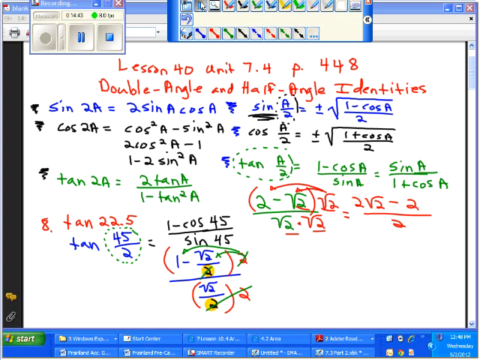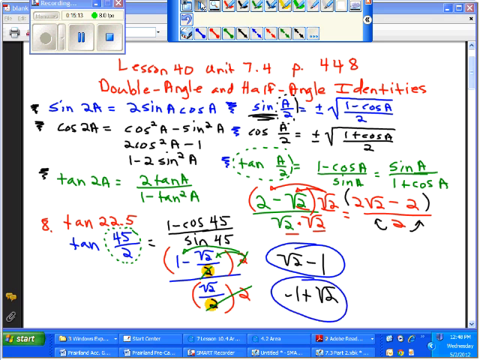Now what you see is that the denominator 2 will divide evenly into both the numerator and denominator. And so we're going to apply the distributive property. And when you do, you would get square root 2 minus 1, which could be written as negative 1 plus square root 2 if you want to write the radical second. So square root 2 minus 1, or a different form, negative 1 plus square root 2. Any questions on number 8?